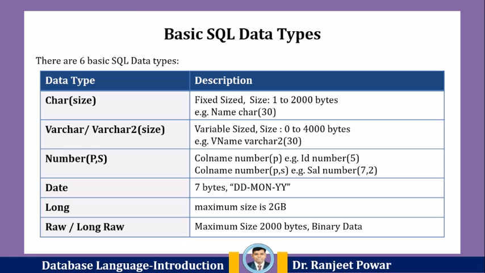In a database, each column of a table has a specific data type. A data type specifies the type of data that a column can hold, such as character strings, numeric values, and date-time values. So a data type defines what kind of value a column can contain. Basically, there are 6 types of data that can be stored in each column of a database. That is char, varchar, numeric, that is number, date, long, and raw.